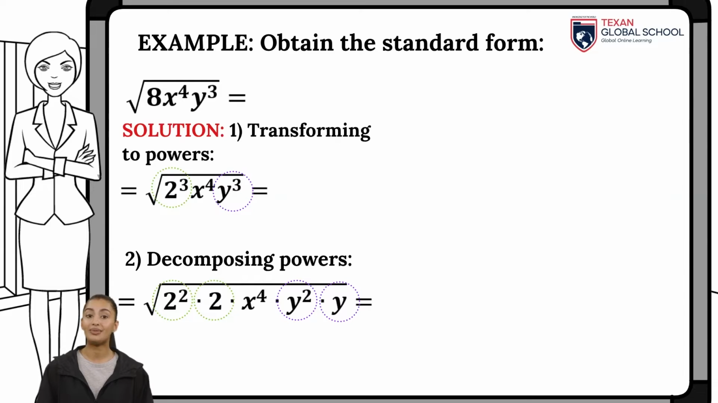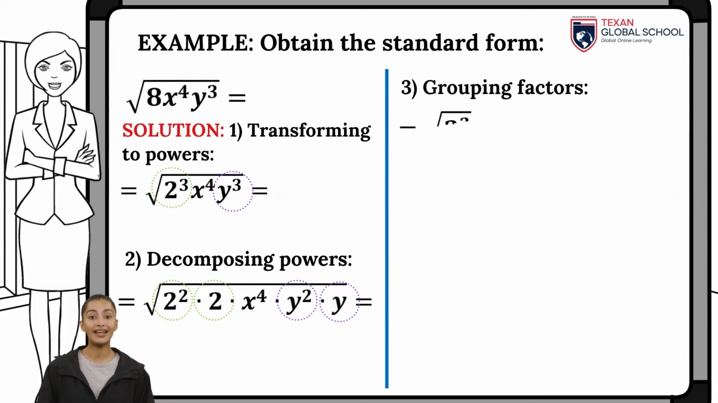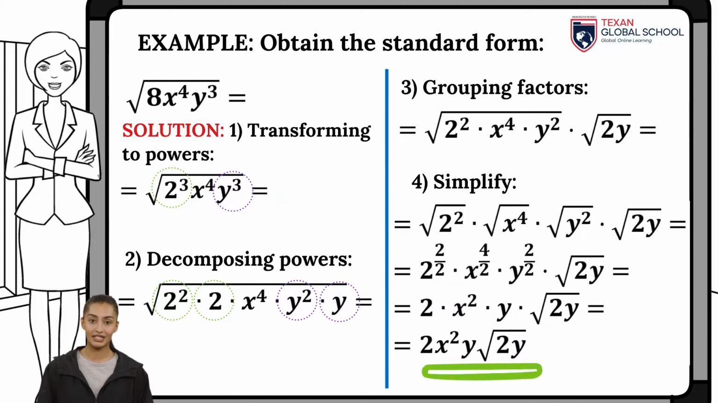We group the factors with even exponents that can be simplified and those that can no longer be simplified, such as the 2y. We apply the laws of radicals to each factor, obtaining 2x squared y times the square root of 2y. In this way, the exponent of each factor of the radicand is a natural number less than the index of the radical.